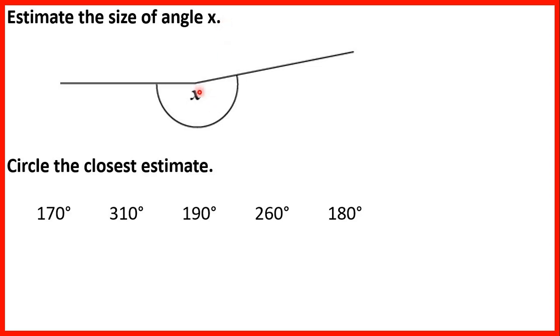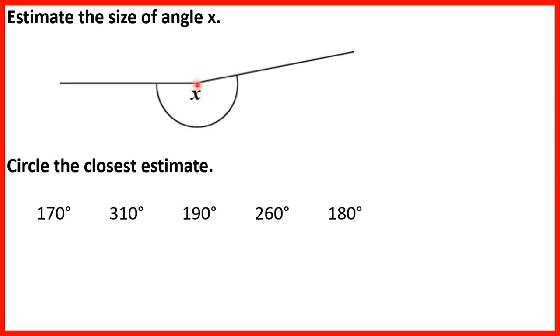Estimate the size of angle X. Circle the closest estimate. So with angles, there's lots of facts that we need to remember. One is that angles around a point add up to 360. So if we knew what this angle at the top was, we would be able to calculate angle X by subtracting from 360. We also need to know that a right angle, so remember a right angle is like the corner of this screen, angles in a right angle total 90 degrees.